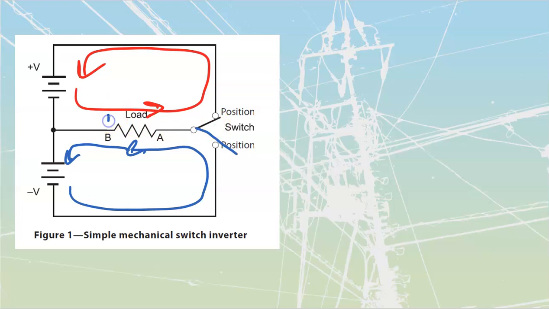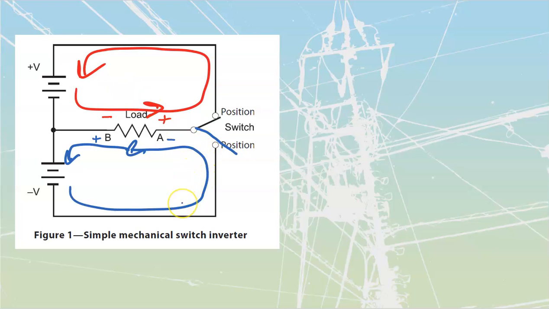So for one of these, I'm going to draw with a different color marker because that's what I started with. For this one over here, this would have to be negative, this would be positive at that point, and then the next alternation, when I switch this down over here, this one is going to be negative, and this one would be positive. What we see is that our load is seeing AC, voltage that is changing direction going through it. We would call this a mechanical switch inverter.